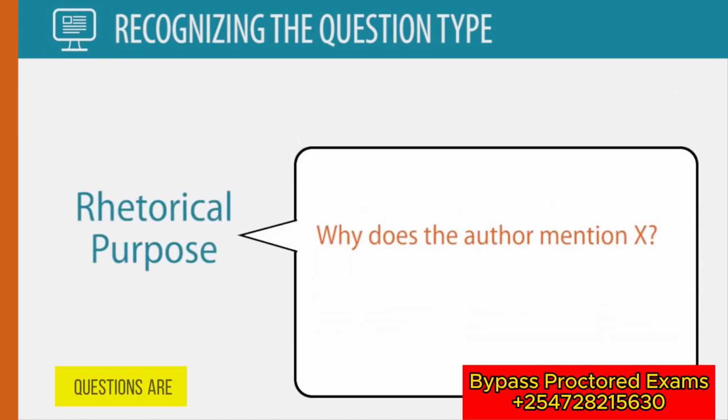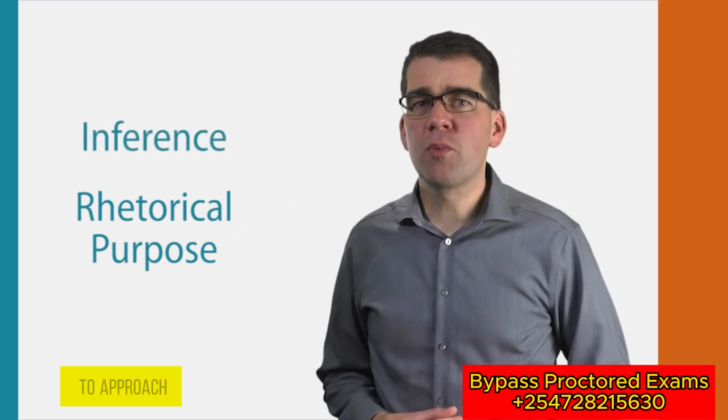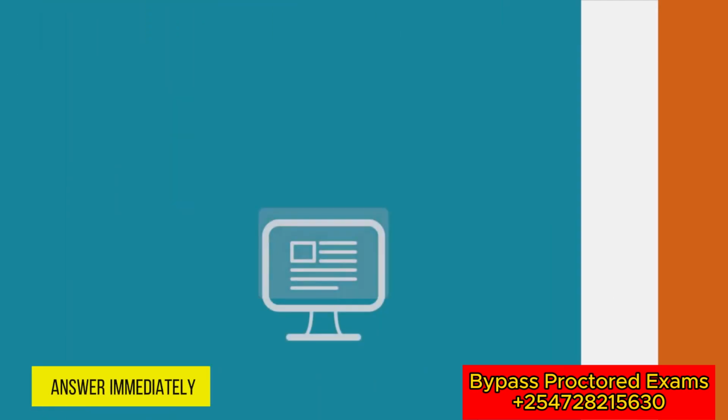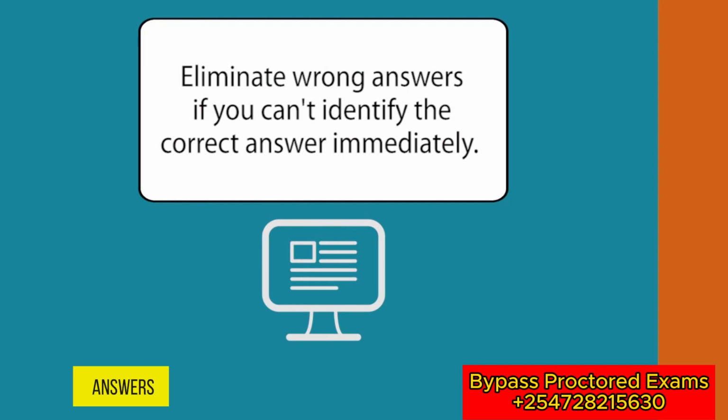Rhetorical purpose questions are similar because they also ask for information not explicitly stated. These will ask why the author has presented a piece of information. One way to approach these types of questions, if you can't identify the correct answer immediately, is to eliminate wrong answers. You will see more on this as we go through the example.